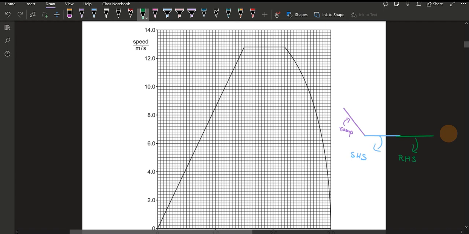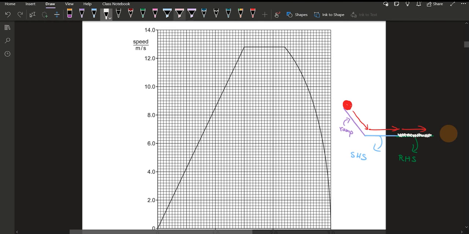So this is the smooth horizontal surface, and then we have a rough horizontal surface here. Now when we place our ball here, the ball will start increasing its velocity as it moves down, and then when it reaches the smooth horizontal surface, the velocity of the ball is going to remain constant because there is no resultant force acting on the ball. And when the ball reaches the rough horizontal surface, the velocity is going to start decreasing because there is friction acting on the rough surface and we have a force. So part A says we have to find the time when the ball reaches the rough surface.